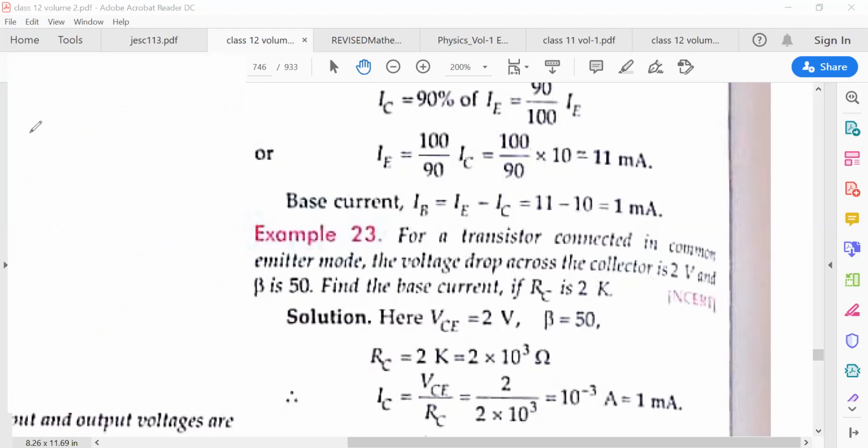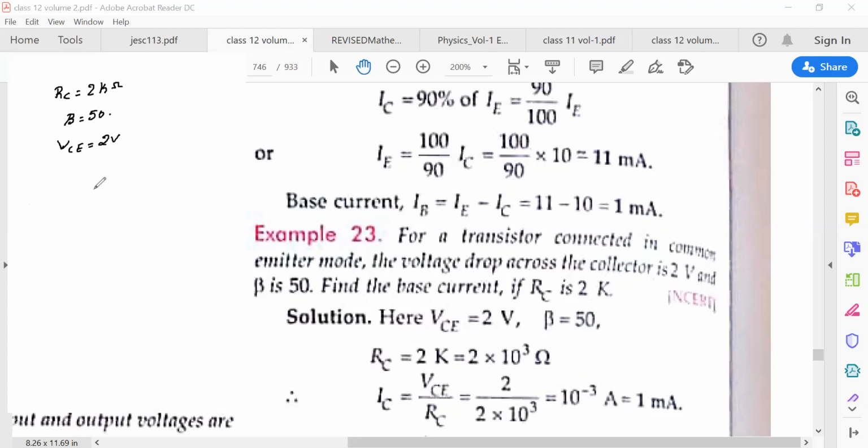So the question, first data பார்க்கலாம். They have given the output resistance RC is your 2 kilo ohms, 2 into 10 power 3 ohms. And they have given beta. So it is your CE configuration. Current gain கொடுத்திருக்காங்க, which is beta, your 50. The voltage drop across the collector, remember, we will take it as VCE. VCE is the output voltage, drop. So it is your 2 volts.